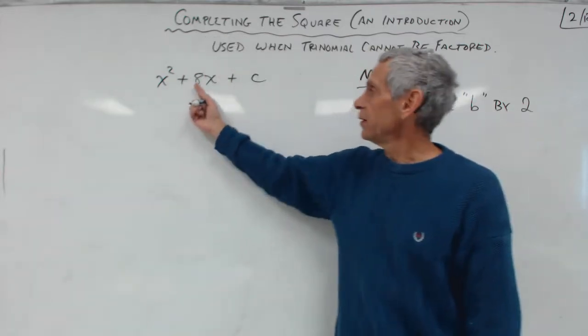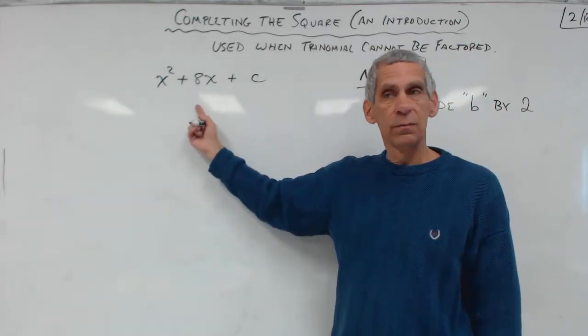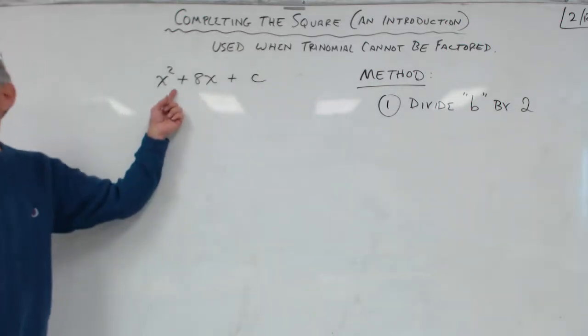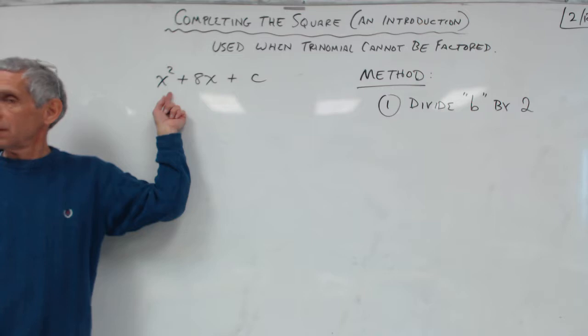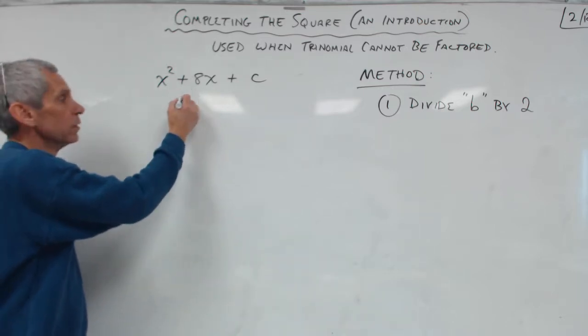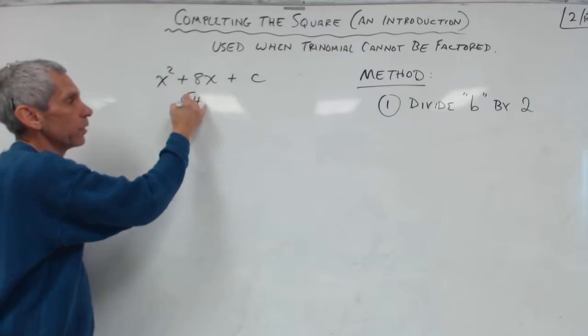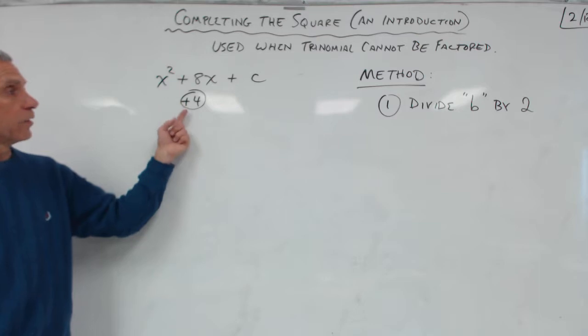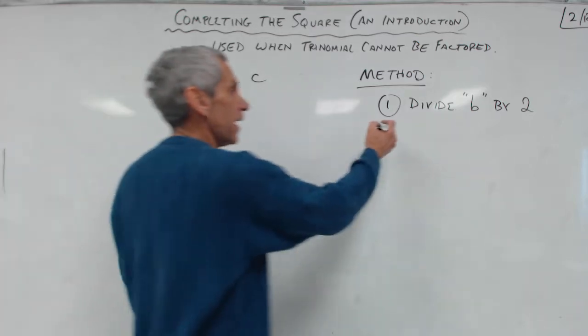What is 8 divided by 2? 4. And notice it's a positive 8. Do you agree with me? Yes. Positive 8 divided by 2 is positive 4. I'm going to write a plus 4 there and I'm going to circle it. And I'm writing it underneath. Here's the next thing I do.